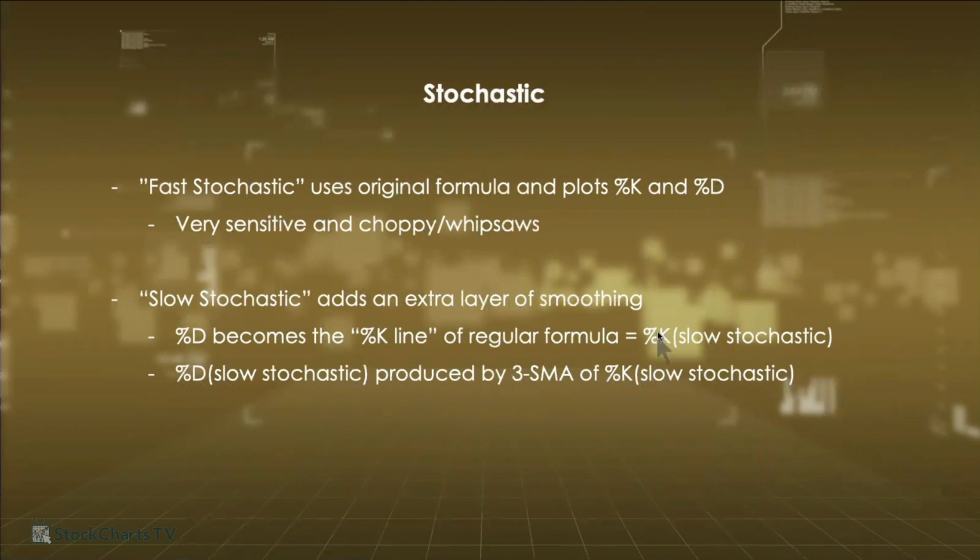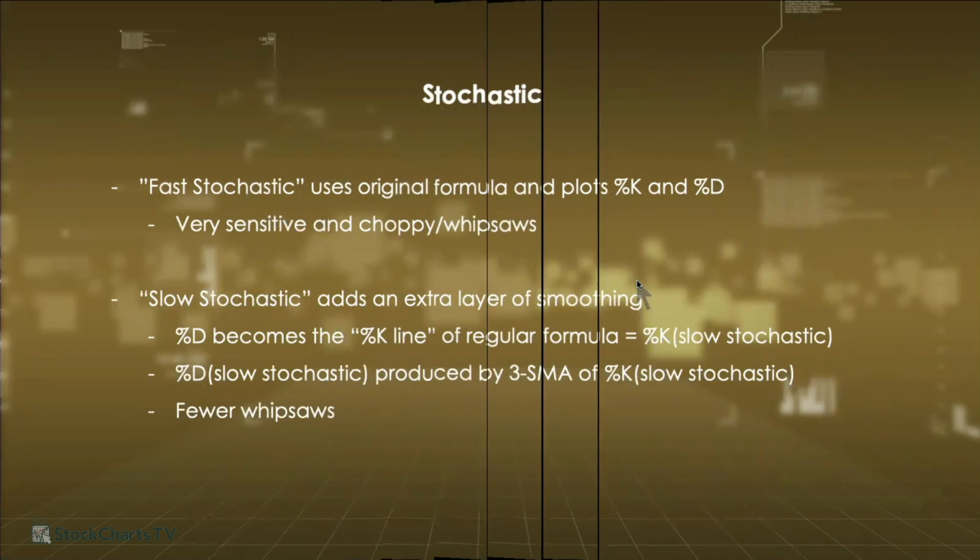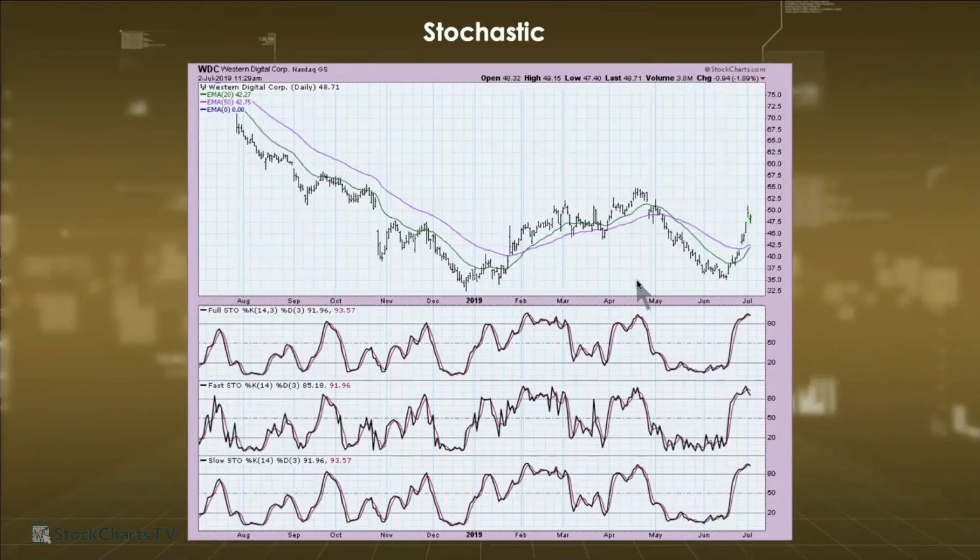Unfortunately, they keep the same letters, so it does get a little confusing. But when you use the slower one, you're going to get fewer whipsaws. And that, of course, makes sense because you're getting that extra layer of smoothing. And here is what the stochastics look like. So there's your %K and your %D on the full stochastics.